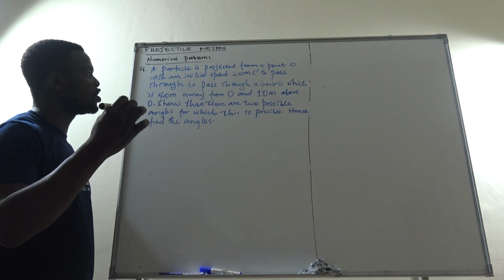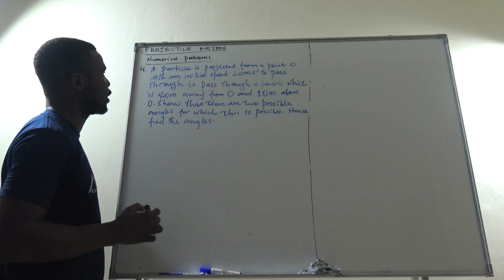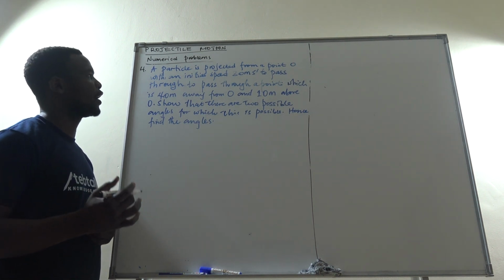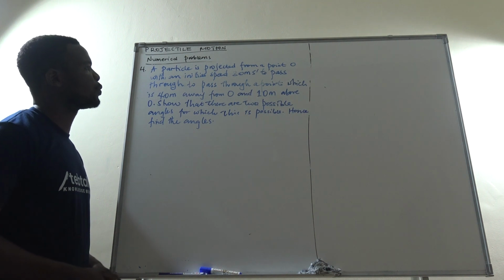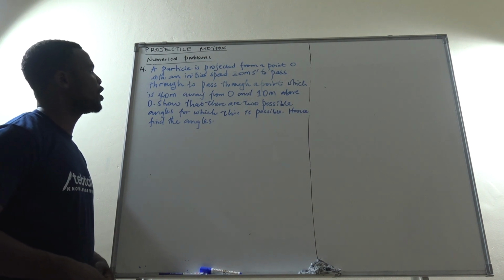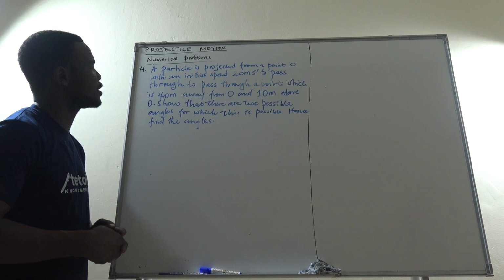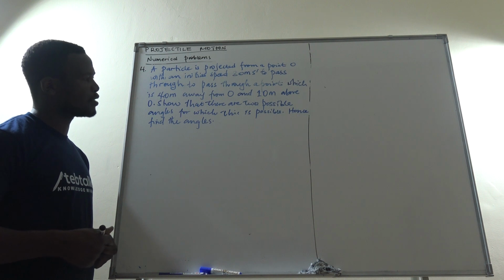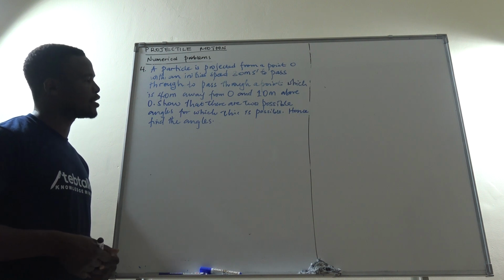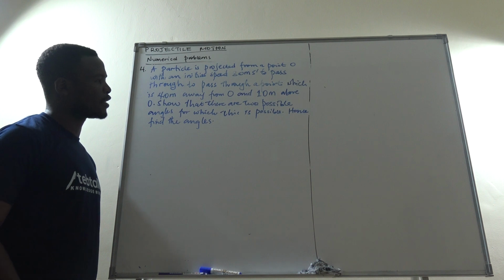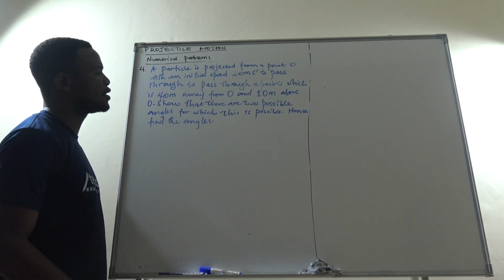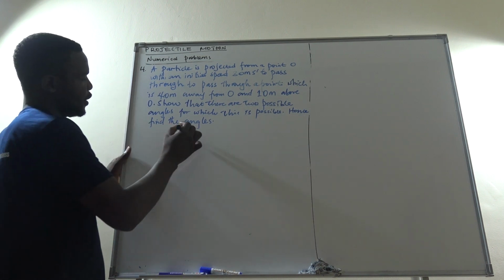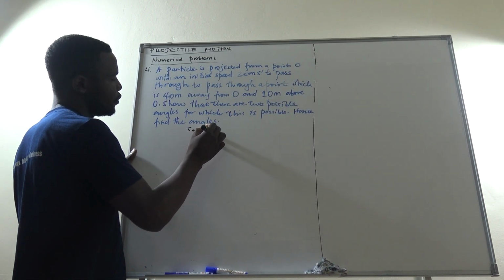We're still looking at numerical problems to do with projectile motion. Now this is our problem tonight. The problem says that a particle is projected at a point O with an initial speed of 30 meters per second to pass through a point which is 40 meters away from O and 10 meters above O. Show that there are two possible angles for which this is possible. Hence, find the angles. So now, let's look at the solution.